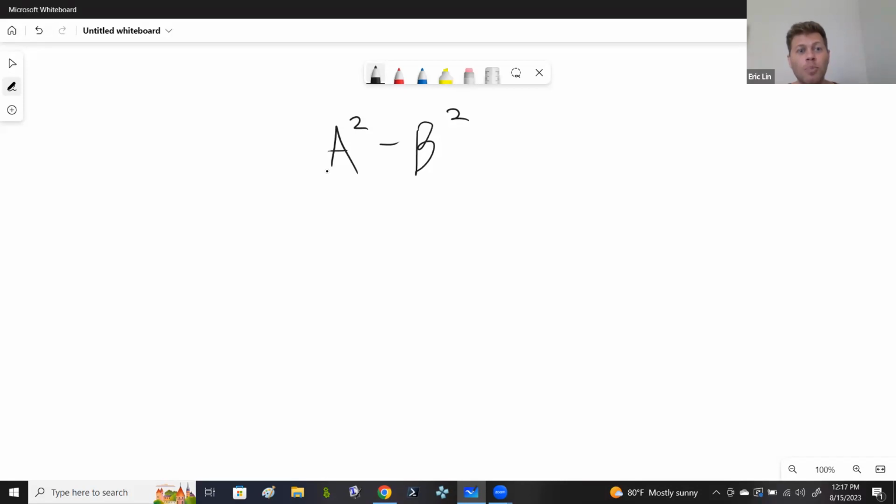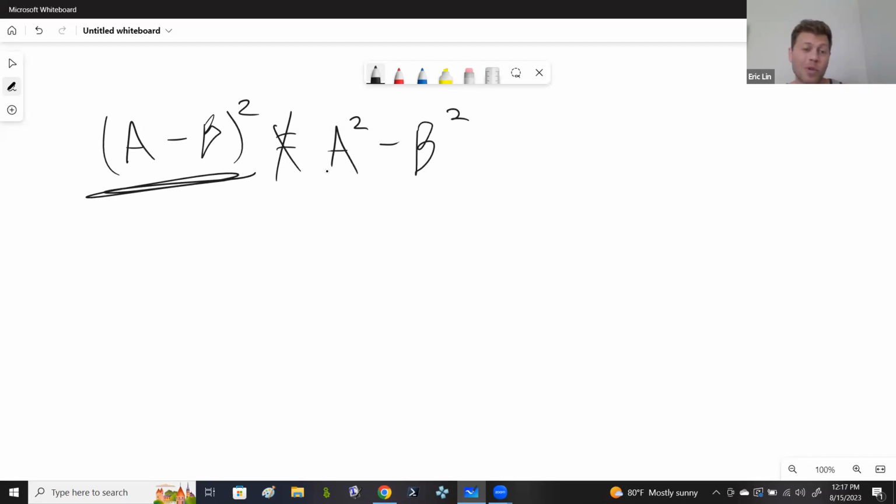One thing I want to point out is that this is not the same thing as saying I take A minus B and I square it. These two things are not equal. The left-hand side, I would have to FOIL out and it would end up being something a little bit different. I think a lot of you probably understand this already, but I see this mistake enough times that I wanted to point it out specifically.